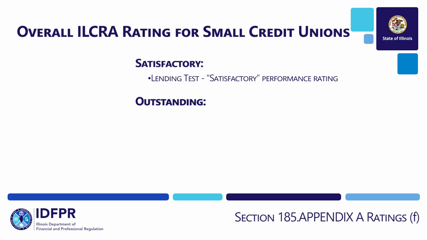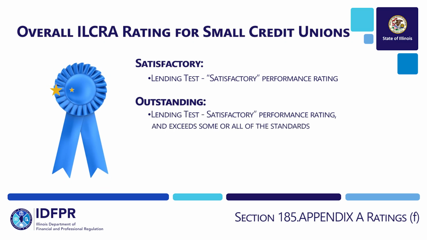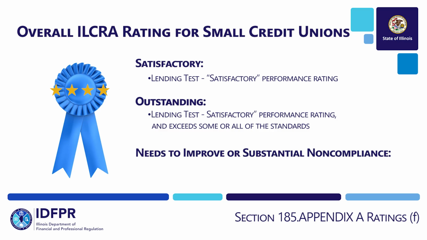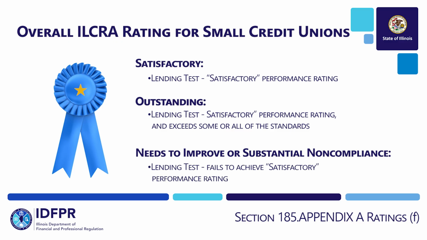For an overall ILCRA rating of outstanding, a small credit union must meet each of the standards for a satisfactory rating under the modified lending test and exceed some or all of those standards. In making this determination, the Secretary considers the extent to which the credit union exceeds each satisfactory standard, its performance in making qualified investments, and its performance in providing branches and other services and delivery systems that enhance credit availability in its assessment field. A small credit union may receive an overall ILCRA rating of needs to improve or substantial noncompliance, depending on the degree to which its performance fails to meet the standards for a satisfactory rating.